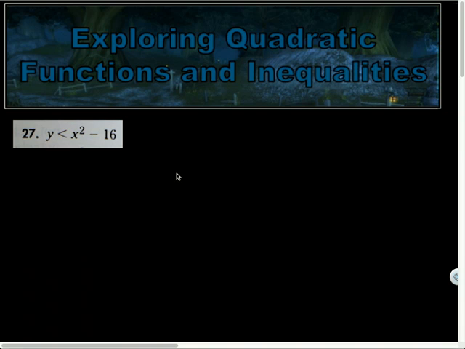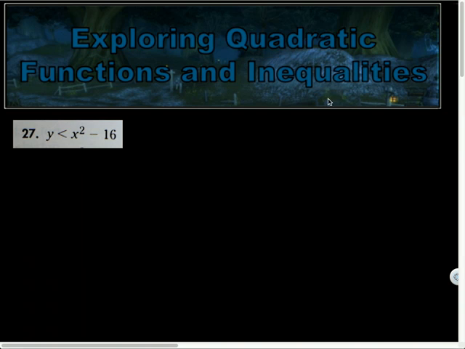Greetings and welcome. We're taking a look at page 382. We were graphing quadratic inequalities. All right, so parabolas that are either dotted or solid, and they're shaded either above or below. So you actually had a couple options on how to do this.